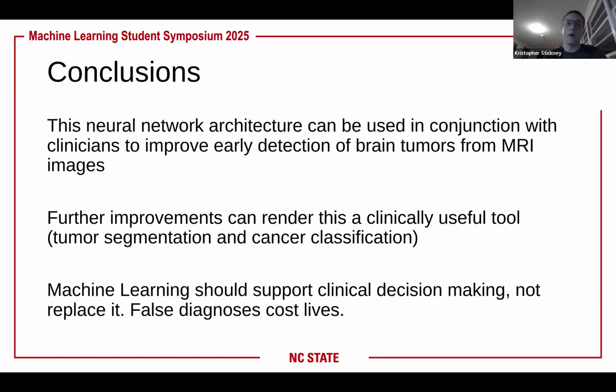So in conclusion, we were able to train a neural network architecture that was able to detect fairly accurately whether or not there is a tumor in brain MRI images. Of course, this can be further improved by doing different things like smoothing, maybe adding some different layers to it, and dropout and stuff like that. But in general, we stress that this is supposed to be a tool to help clinicians make decisions and not replace them, so that we can hopefully save lives.